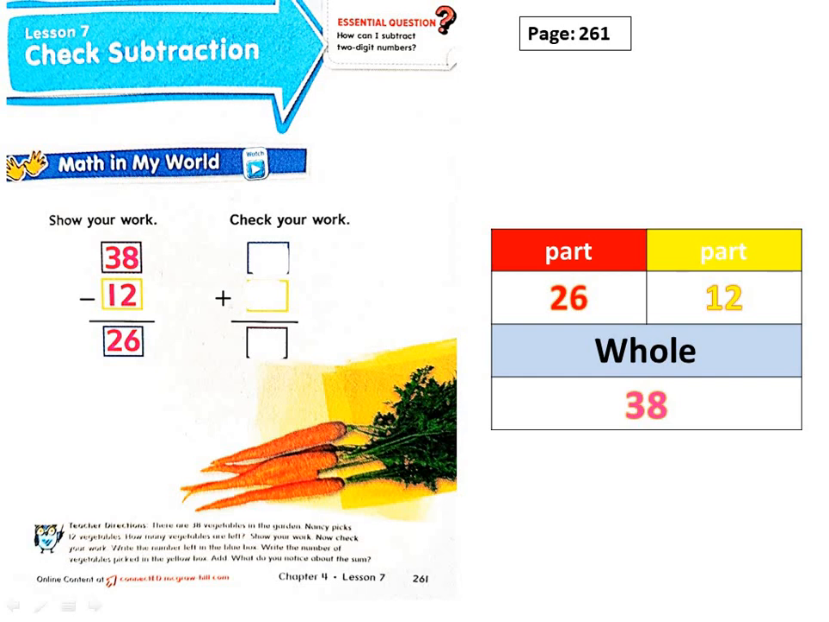So, let's see how we can check if our answer here is correct or not. If we add these two parts, which are 26 and 12. Let's see. This is 26 and this is 12. Let's add them. As you know, we have to start with ones. So 6 plus 2 equals 8. And now we have 2 tens and 1 ten. So 2 plus 1 equals 3. So we get 38. It's the same as the whole here.